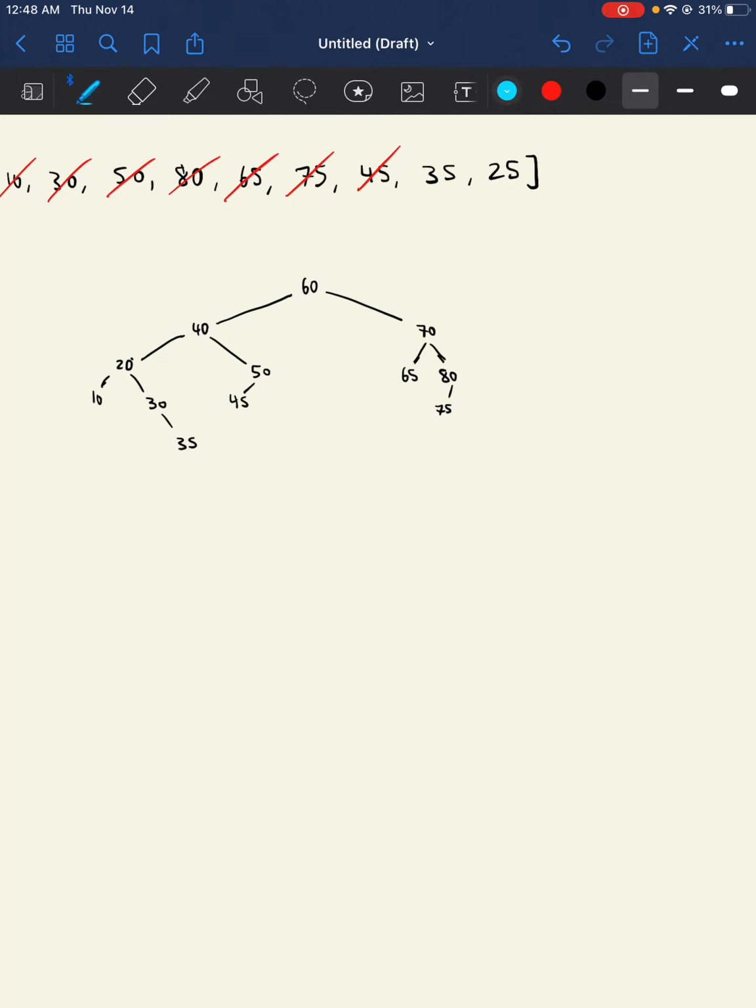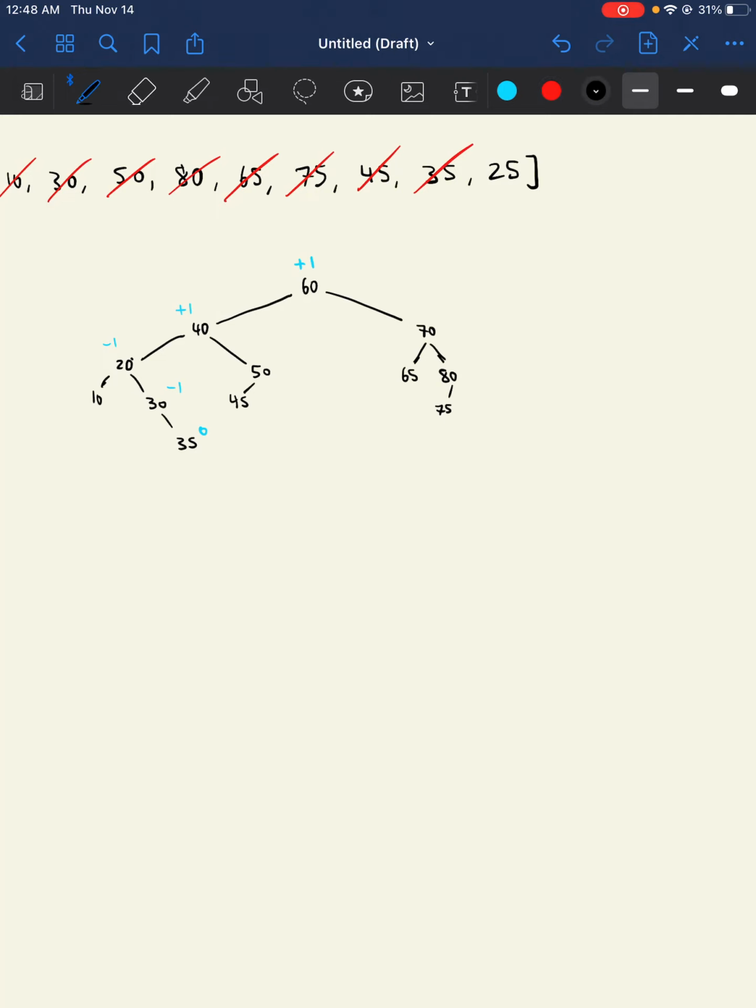All right, now let's do balance factors. 0, this is 0 minus 1, so negative 1. This is 1 minus 2, also negative 1. 40's is 1, 2, 3 minus 1, 2. That's positive 1. 60's is 1, 2, 3, 4 minus 1, 2, 3. 4 minus 3 is positive 1. Okay, nothing to fix there. Let's go ahead to the next one.